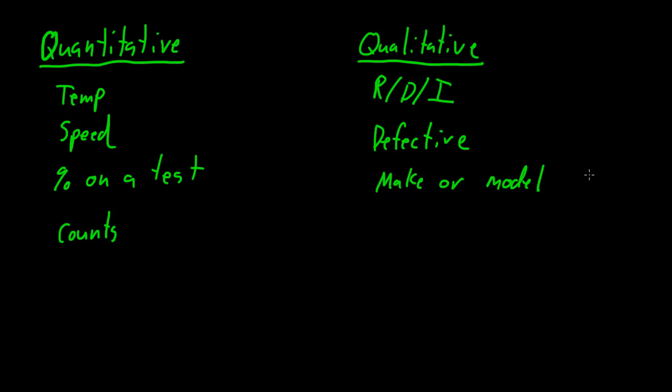And maybe the final one will just be like a simple kind of qualitative measure that you might see in like a survey where you can say you're satisfied, unsatisfied, indifferent, and that kind of thing. Those are the two different types of data that we're going to deal with in this class.